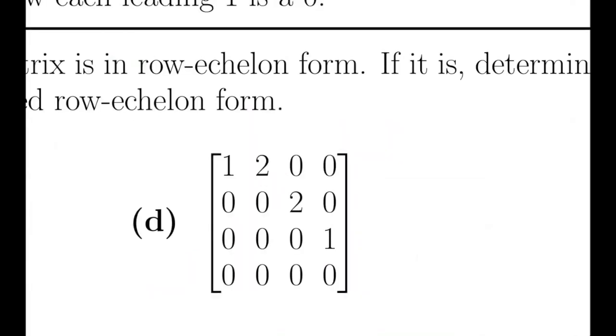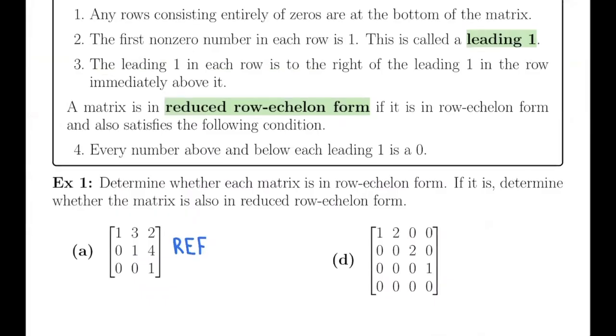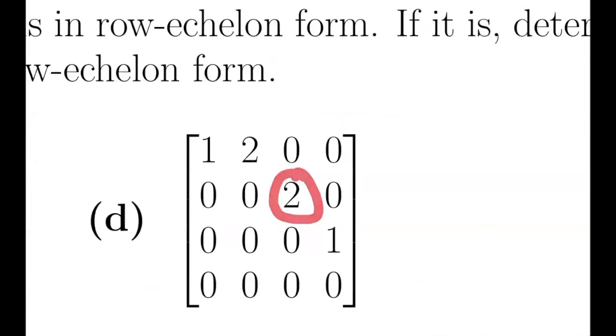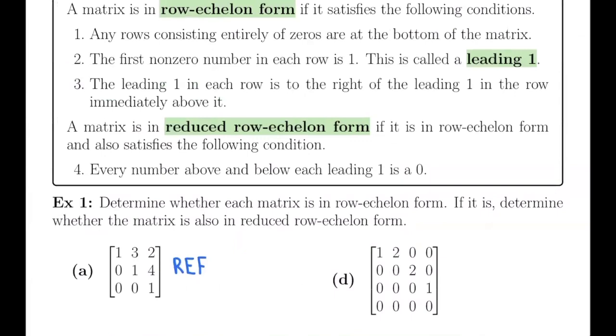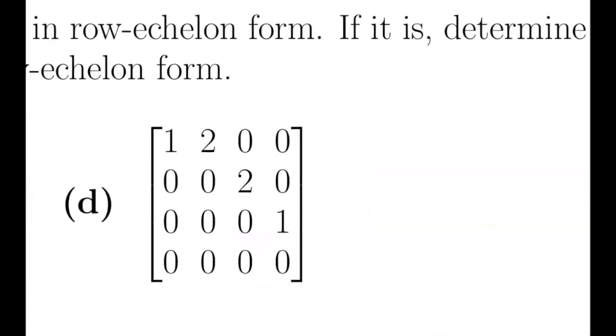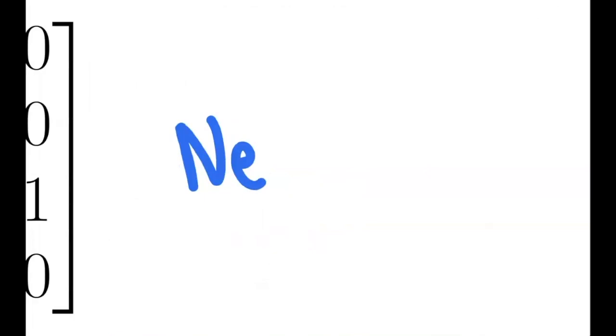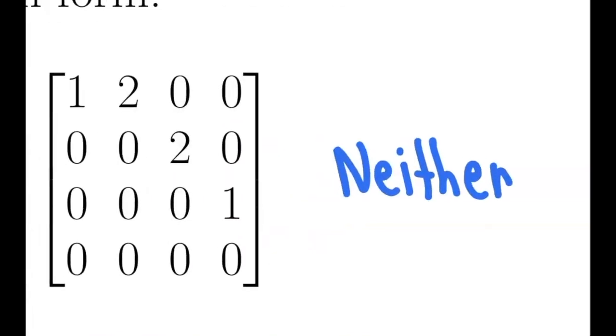The second row is a little sus. Yeah, for the second row, the first non-zero number is 2, not 1. So that means the second condition is not satisfied. So this is not row echelon form. And that makes it automatically not reduced row echelon form. So this is neither. It's a cringe matrix. Another cringe matrix, yeah. So let me just make a note.